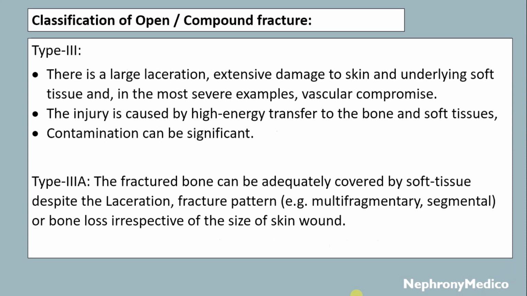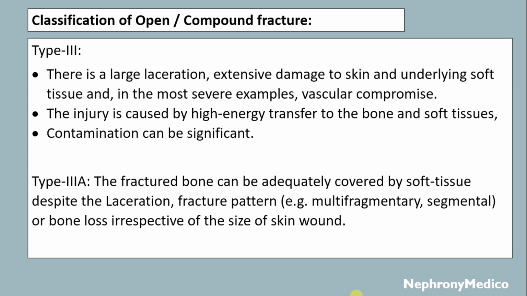Type 3. There is a large laceration, extensive damage to the skin and underlying soft tissue, and in the most severe cases, vascular compromise. The injury is caused by high energy transfer to the bone and soft tissues. Contamination can be significant. Type 3 is further divided into type 3A, B and C.